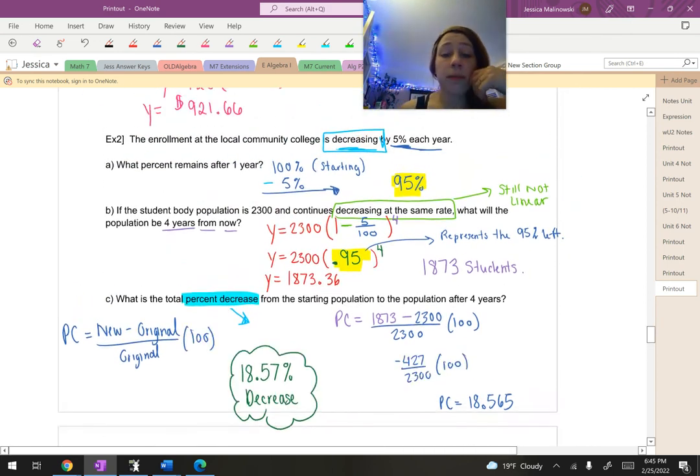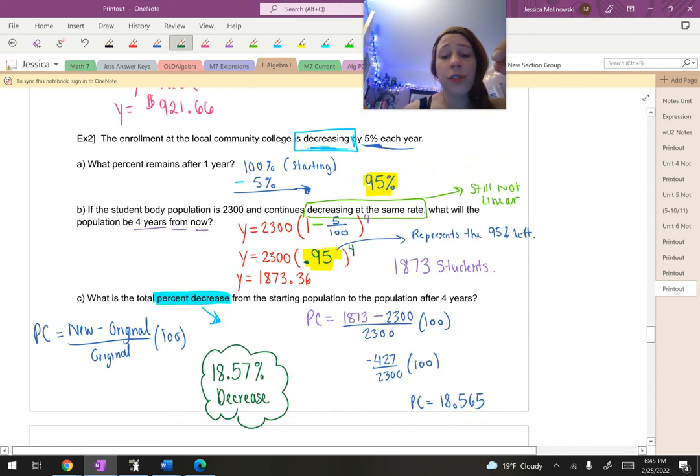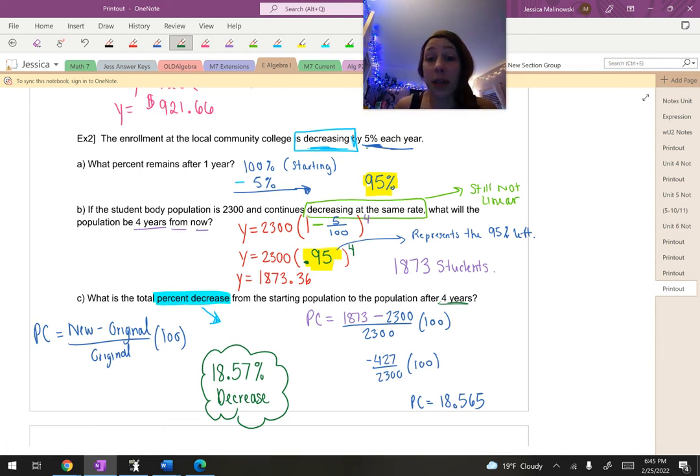So there you go. Again, proving to you that it's not the same percentage. You might think that after 4 years, if it's decreasing by 5% each year, 4 times 5 would just be 20. But you can see it's not that exact amount. That's why it's not considered linear, and it is an exponential relationship. So, boom!